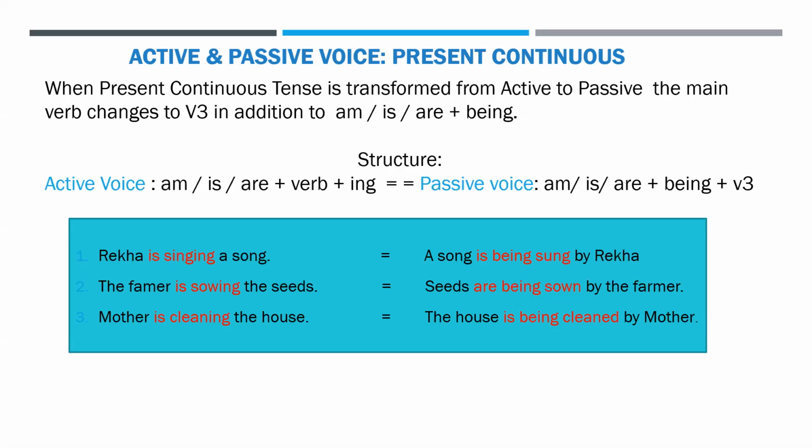So what is the transformation when you're transforming it? How is it in the active voice? In the active voice, it is in the present continuous. You can use am, is, are, then verb in the ing form, continuous form. When you change it, transform it to the passive voice, what will happen again? You will rarely have am. Most of the time it is either is or are plus being. You have to add being and then transform the verb to the V3 form. Is it clear?